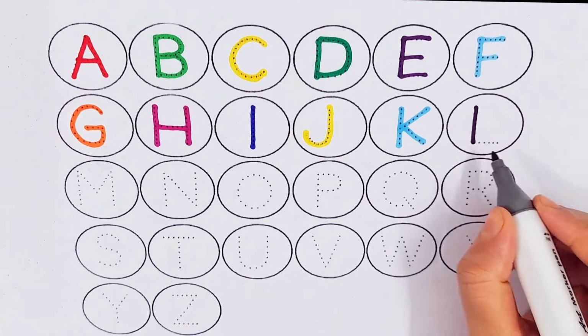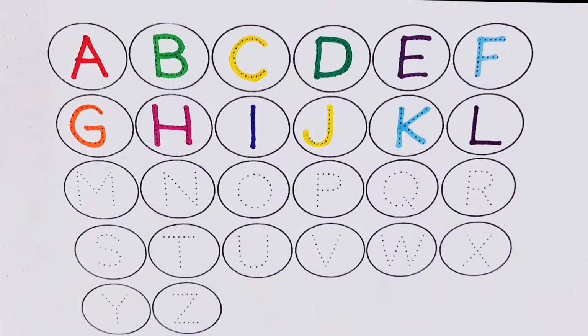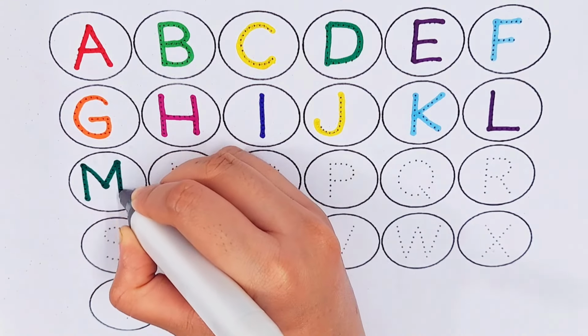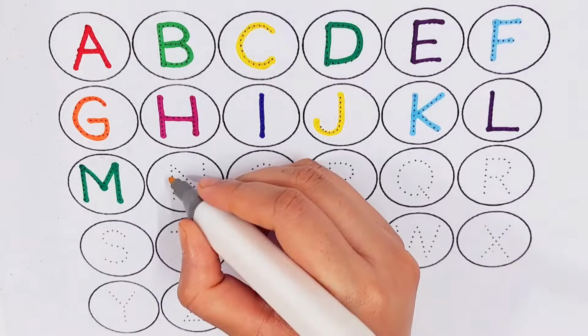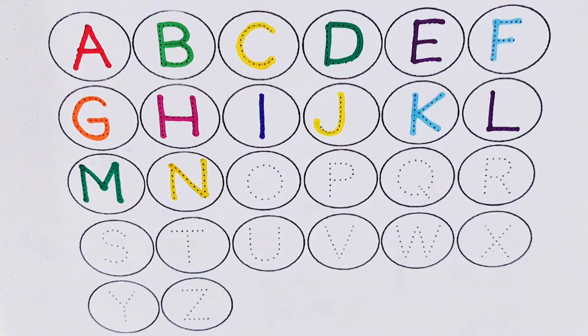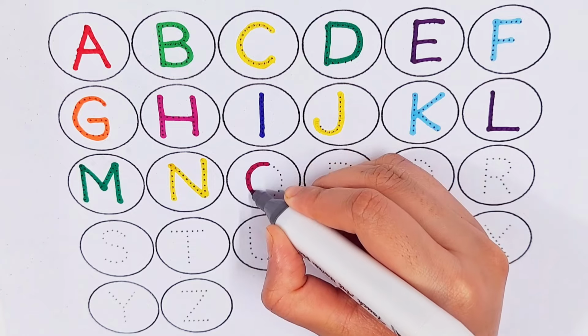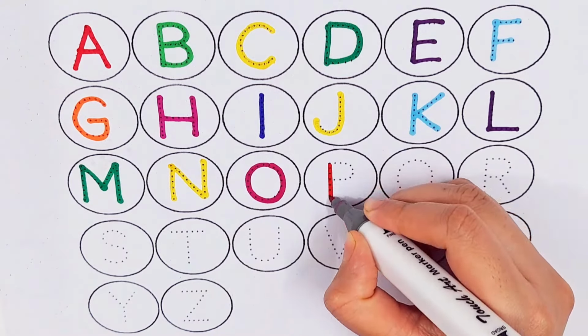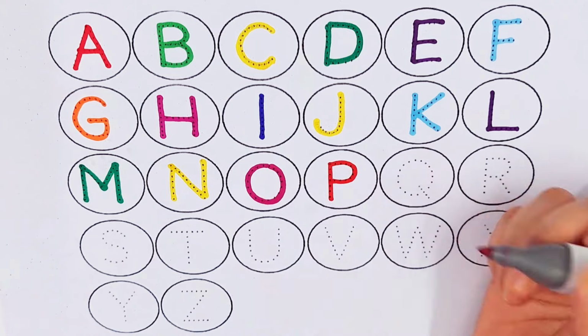K. K for kite. L. L for lychee. M. M for mango. N. N for nuts. O. O for olive. P. P for pencil.